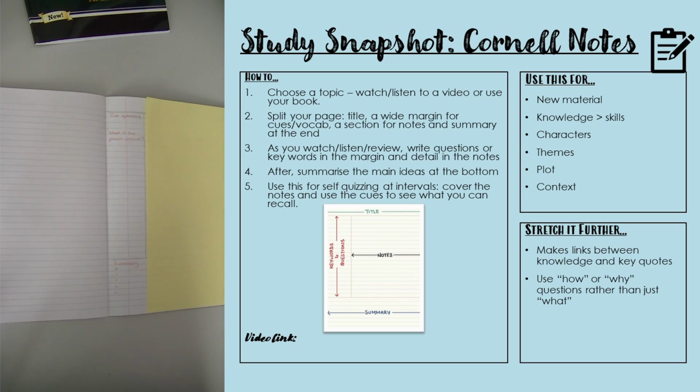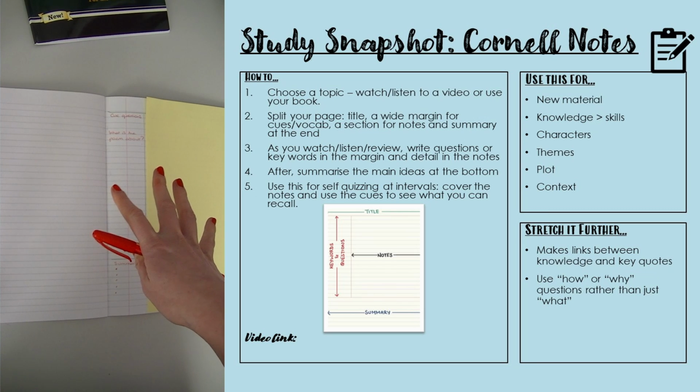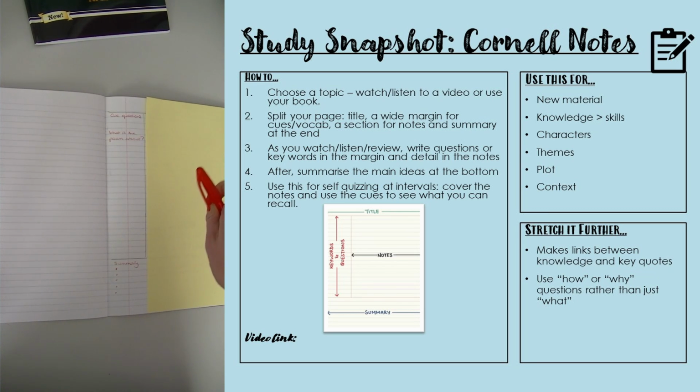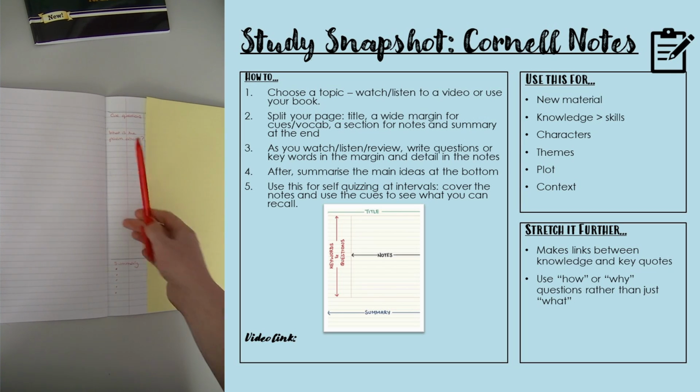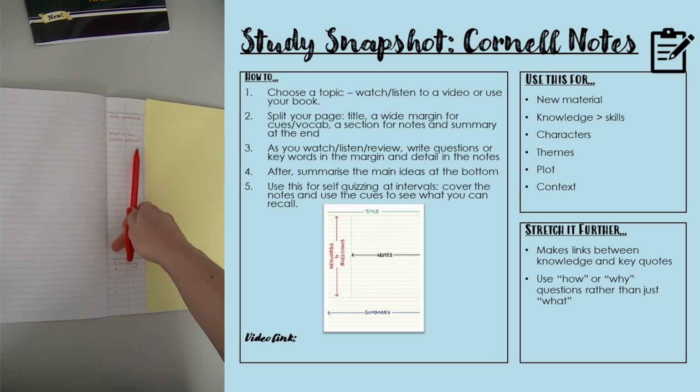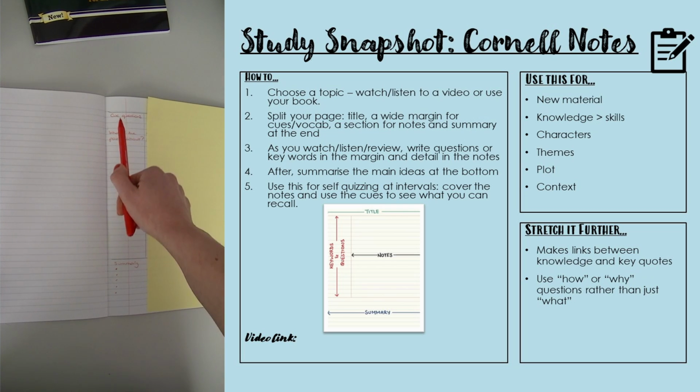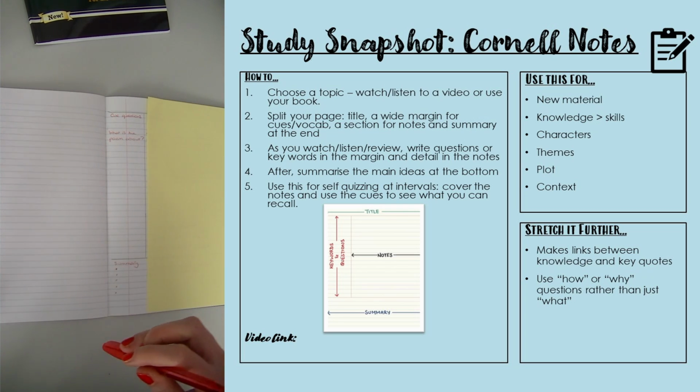Again, it's really important that you do this at different intervals and not just once. And you should notice that over time you can remember more and more knowledge. If you wanted to stretch this further, you could make links between knowledge and key quotes, or you could use how and why questions rather than just what. You can see here it says, what is the poem about? I could say something like, how is the poem used to express the narrator's emotions instead?